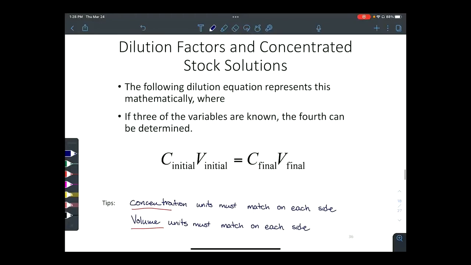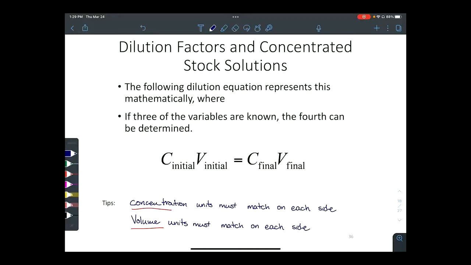Probably the more common way we do calculations concerning concentrations and dilutions is with the equation M1V1 equals M2V2, which you might have heard if you took chemistry in high school. If you haven't, it doesn't matter, we'll learn about it now. This whole idea is that you can take a solution with a certain concentration and dilute it. When we dilute something, we just add water.